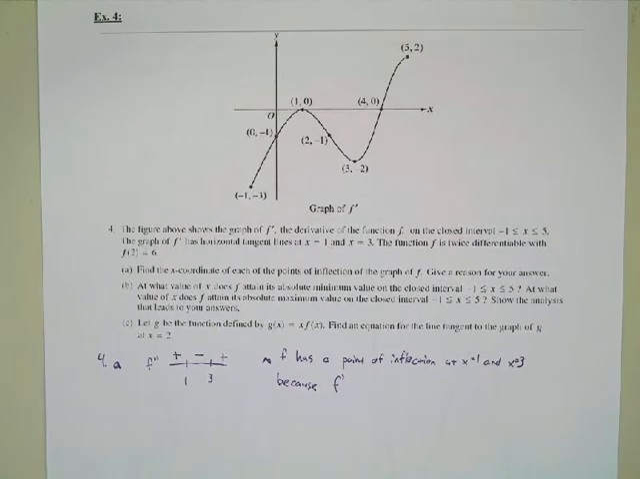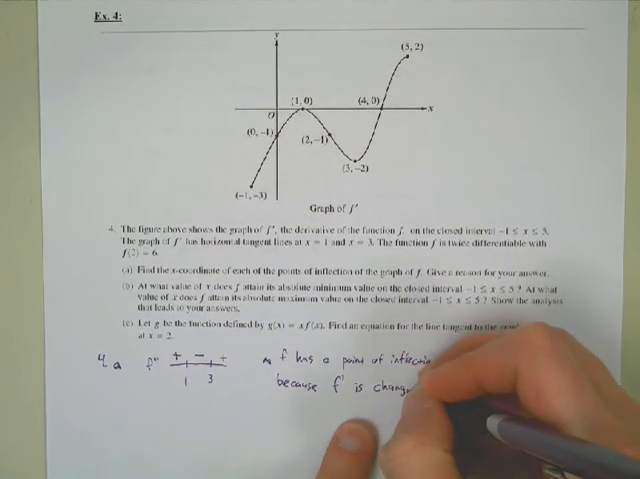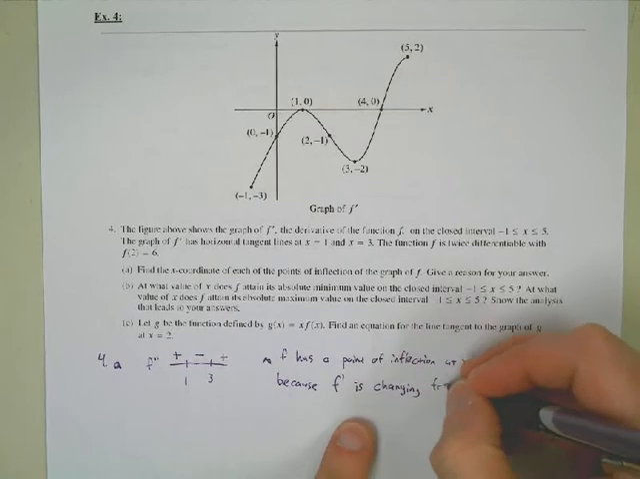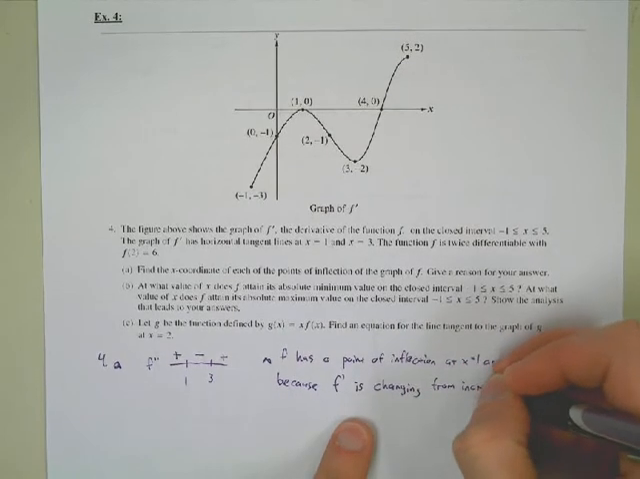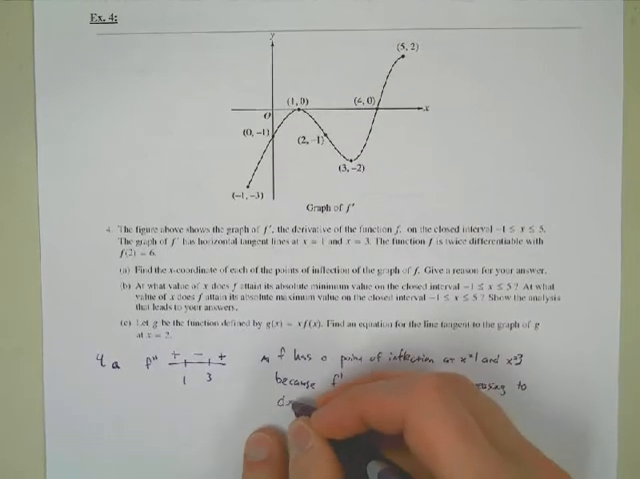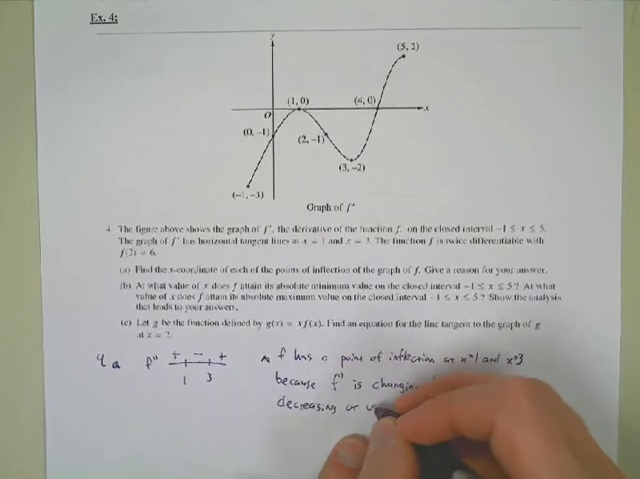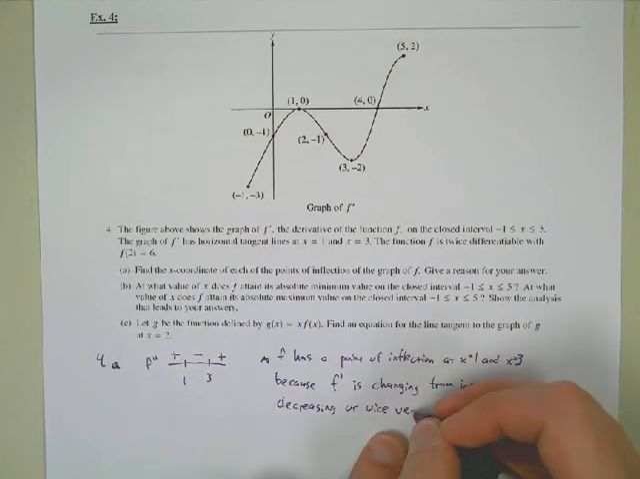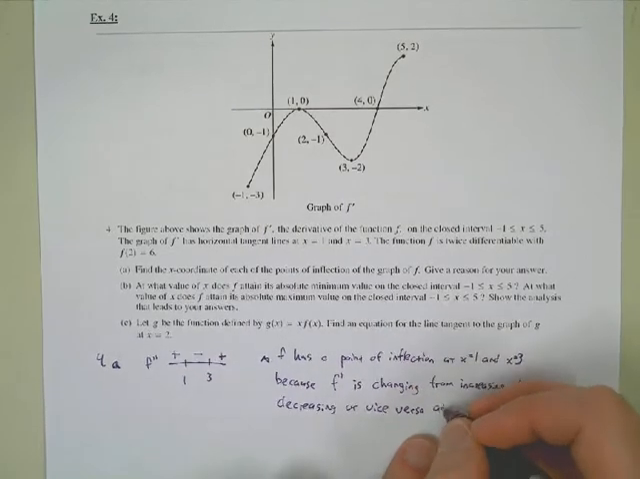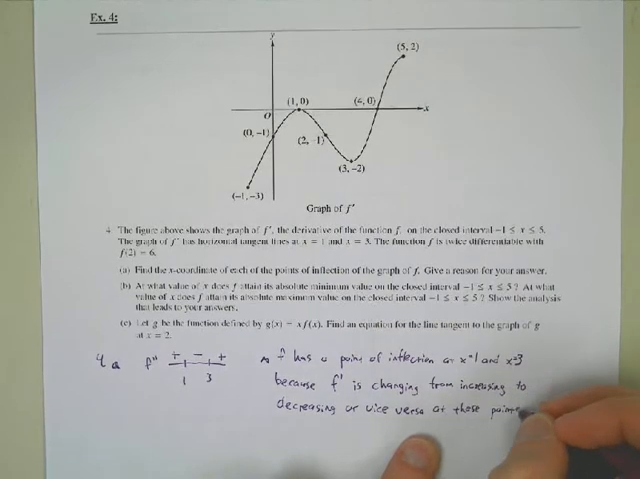It's changing from increasing to decreasing, or we can say vice versa. Because f prime is changing from increasing to decreasing, or vice versa at these points. Okay, that's it. That is sufficient.